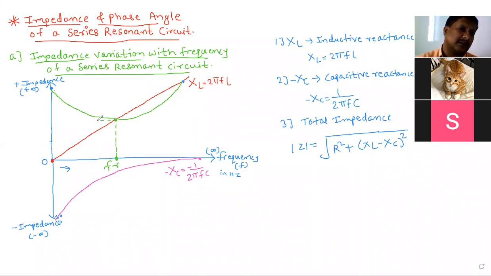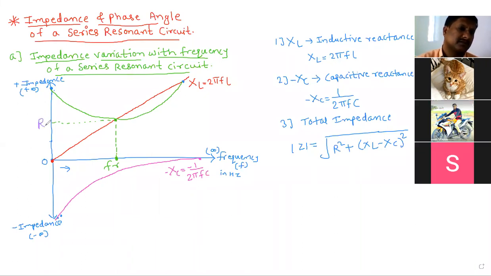At resonance frequency, what is the impedance? It is equal to R. Yes, it is R. So at this point, resonance occurs, XL becomes equal to XC, and Z becomes R. So this is the graph of impedance versus frequency. This is figure 2.